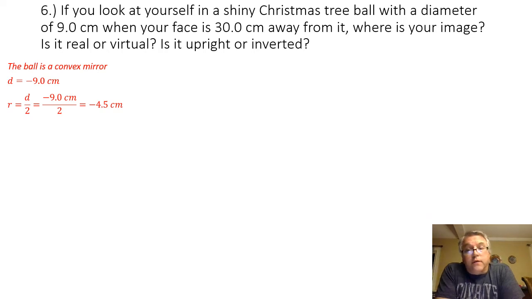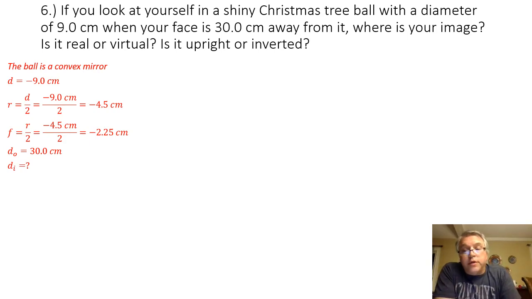Now to find the focal length of this mirror, the focal length is half of the radius of curvature. So negative 4.5 centimeters divided by 2 is going to give me a focal length of negative 2.25 centimeters. The object distance is 30 centimeters, and we are looking for the image distance.